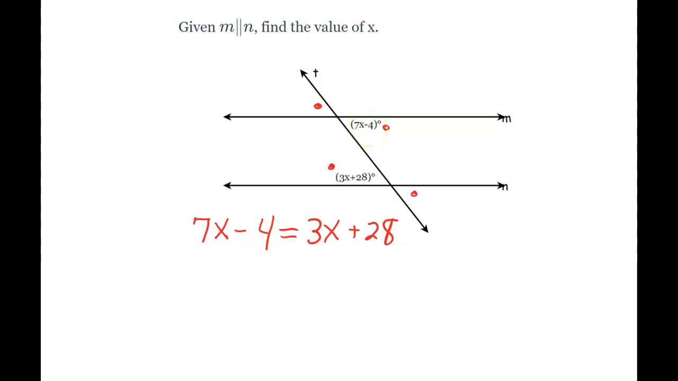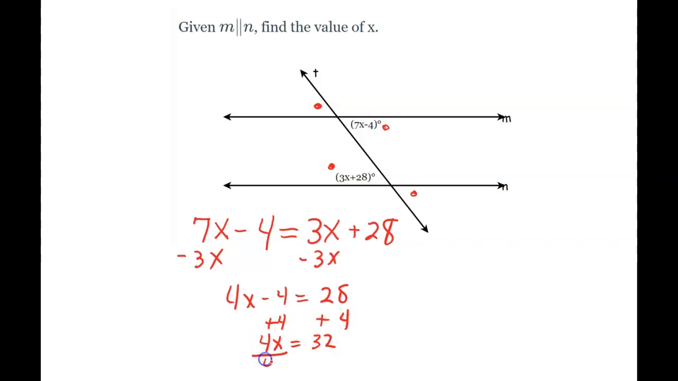Then go ahead and pause and work through this one and then press play once you think you've solved for x. Okay, I'm going to subtract 3x from both sides to move all my x's to one side. I have 4x minus 4 equals 28. Add 4 to both sides. 4x equals 32. Divide both sides by 4. X is going to equal 8. Okay, that was your goal, to figure out what x equals.